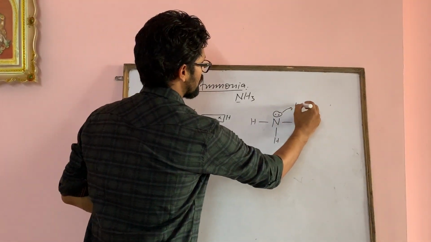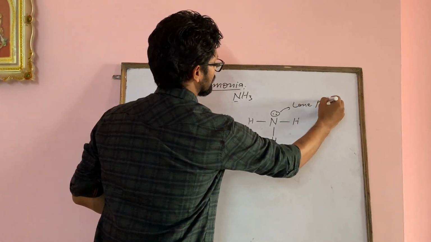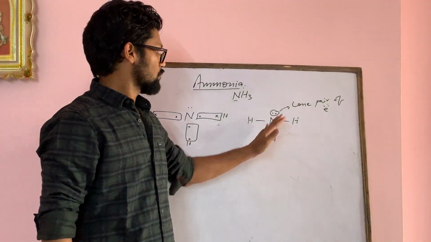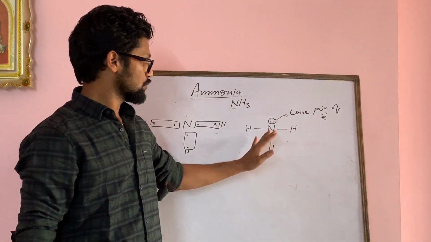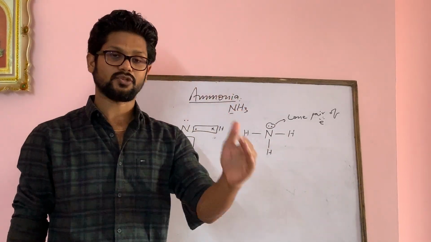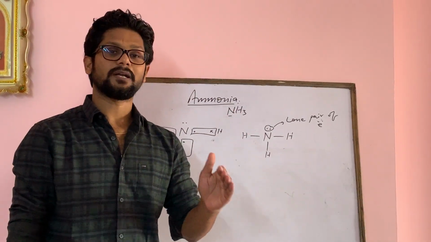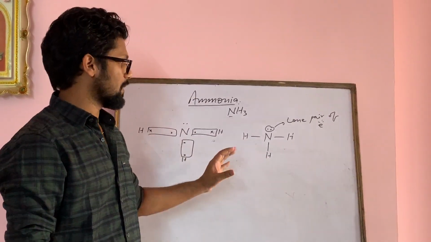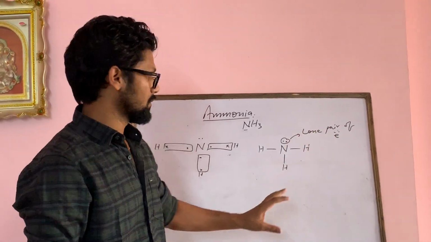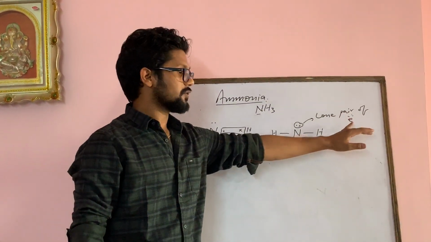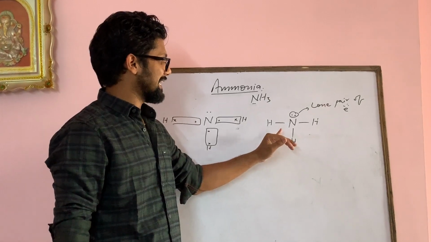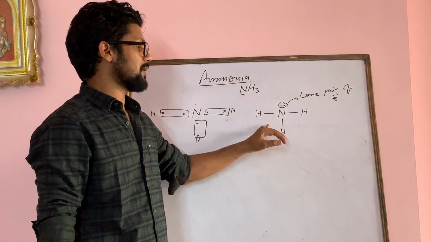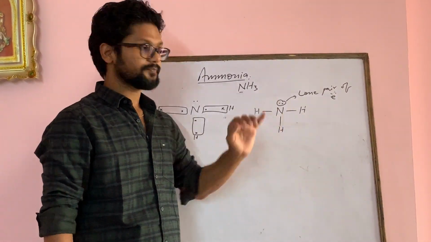This is called a lone pair of electrons. So a question can come: what is a lone pair of electrons? A lone pair of electrons is a non-bonding electron pair which doesn't take part in molecular bonding. Once again, a lone pair of electrons is a non-bonding electron pair which doesn't take part in a chemical bond.